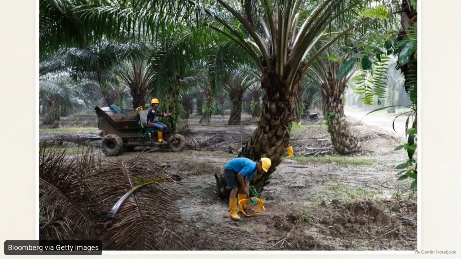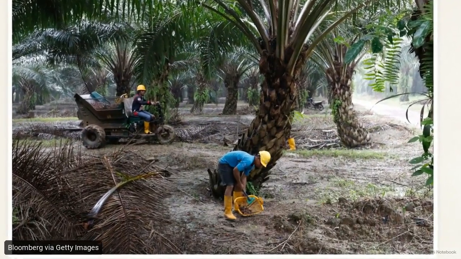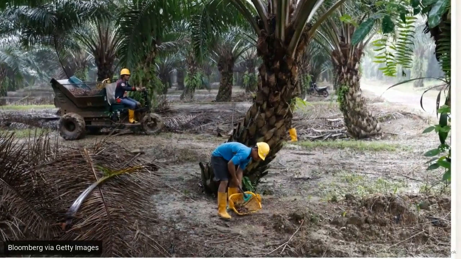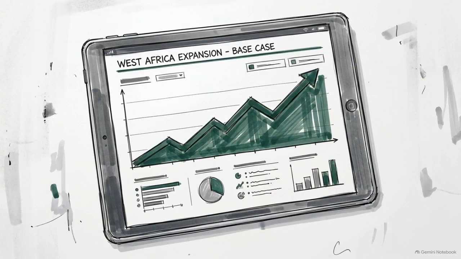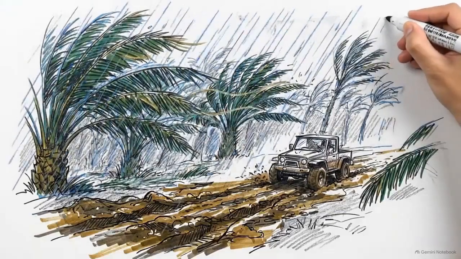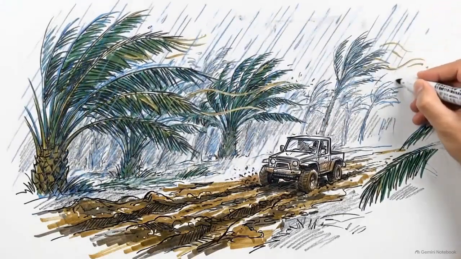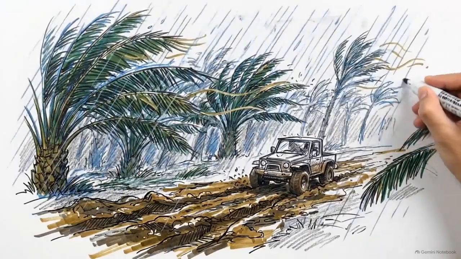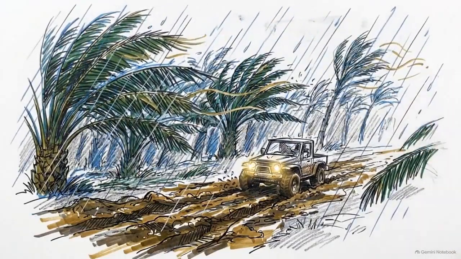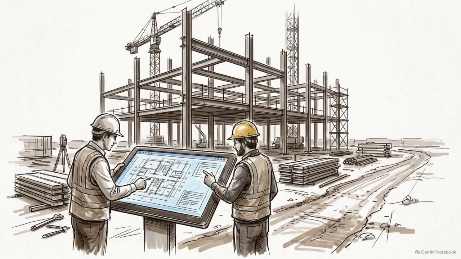Take the agribusiness giant Sime Darby Plantation. When they planned a major expansion into West Africa, the initial financial models produced a highly profitable base case. However, the physical reality of harvesting palm fruit in a frontier market involved variables that a static spreadsheet could not accurately price. Strategic capital allocation depends on a mathematical framework that captures the inherent uncertainty within every underlying assumption.